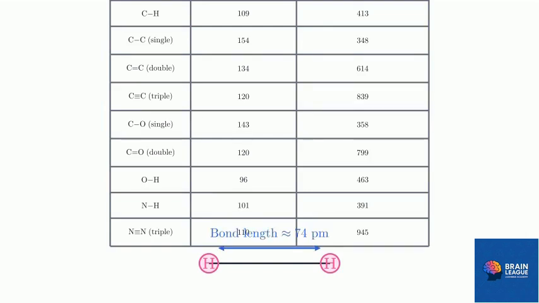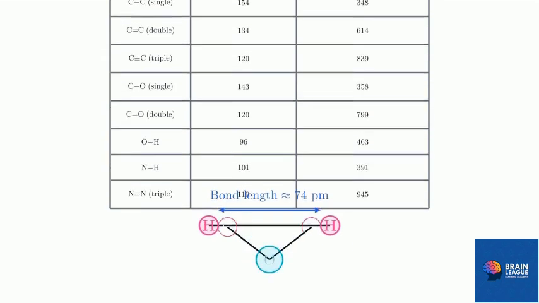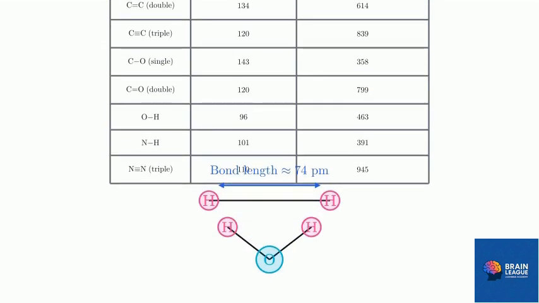Next, bond angle. This is the angle formed at the central atom by lines joining it to two bonded atoms. We will use water as the example. Water has a bond angle of about 104.5 degrees. The central oxygen sits here, and two hydrogens are attached at an angle. We can draw the angle arc and label it 104.5 degrees.